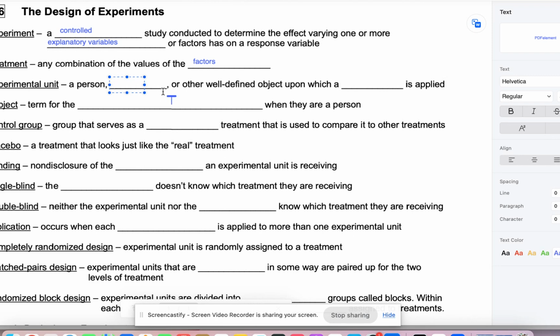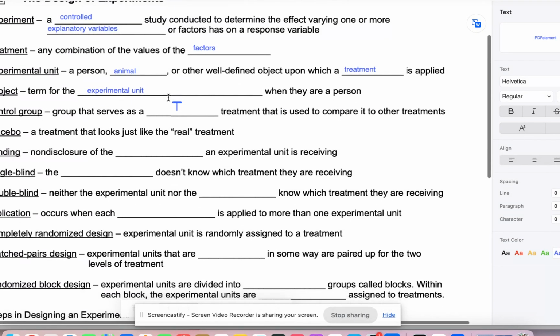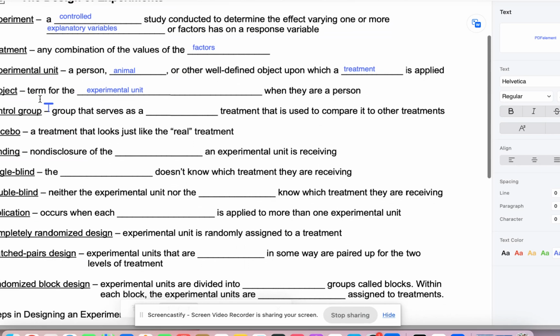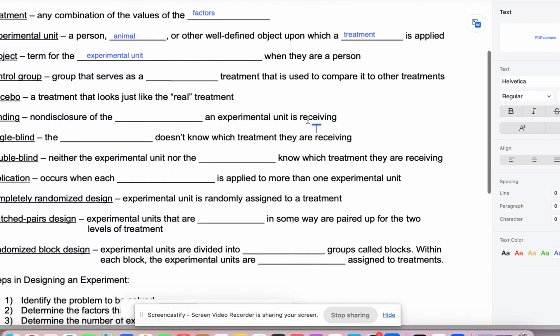Experimental unit is a person or animal or other well-defined object upon which a treatment is applied. The subject is what we call the experimental unit when they are a person. So if we are doing a study that involves people, we typically call them subjects. If it is not using people, then we go with experimental unit.